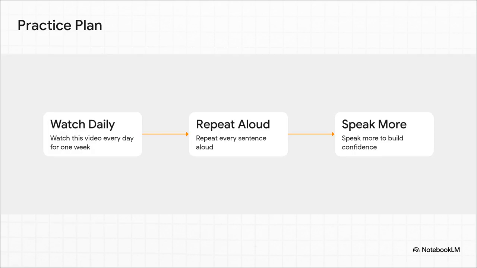Okay, here is your actionable practice regimen. If you really want to make this stick, follow these 3 steps. Step 1, watch this explainer every day for 1 week. Step 2, repeat every single sentence aloud. Step 3, speak more in your daily life to build up that confidence. Don't forget to practice those greetings, asking for help, and ordering food just like we outlined. It really is that straightforward.